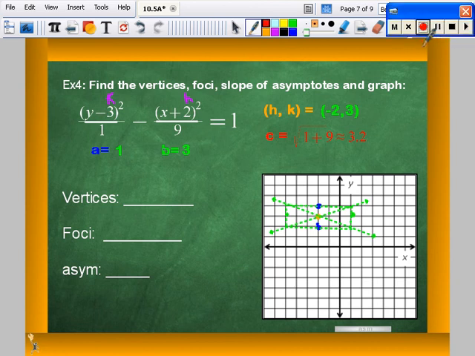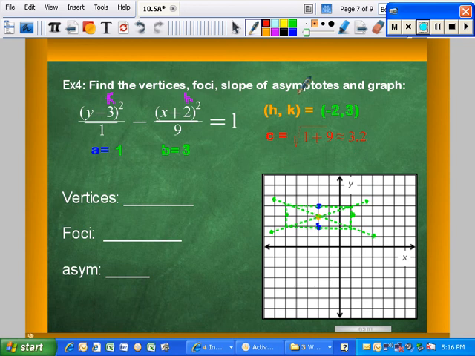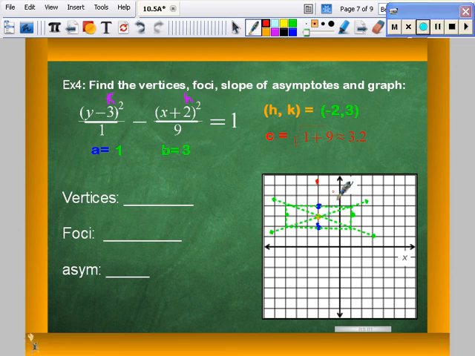And now let's go ahead and plot our foci from the orange dot again. We're going to go up how many? 3.2. So up 1, 2, 3, and just a little bit past that. And then the same thing going down, 1, 2, 3, and a little bit past that. There you go.